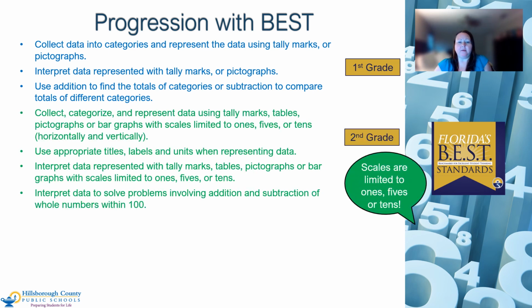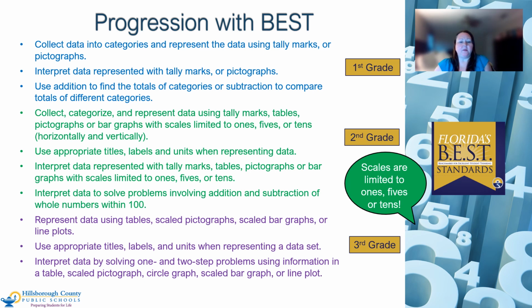In second grade, we're collecting, categorizing, and representing data using tally marks, tables, pictographs, or bar graphs, which could be represented horizontally and vertically. And the scales, as you can see that pop up, are limited to 1s, 5s, or 10s. We're also using appropriate titles, labels, and units when representing that data. We're interpreting data with the same scales, 1s, 5s, or 10s. And then we're also interpreting the data to solve problems involving addition and subtraction of whole numbers within 100.